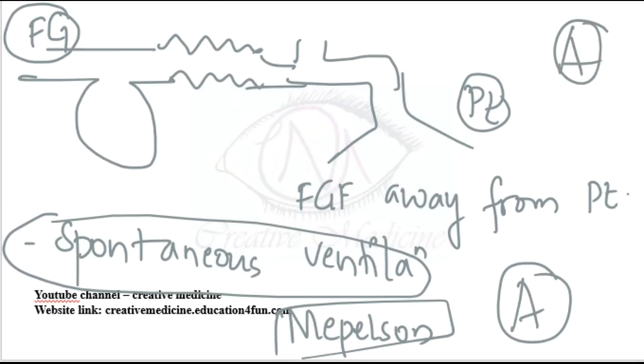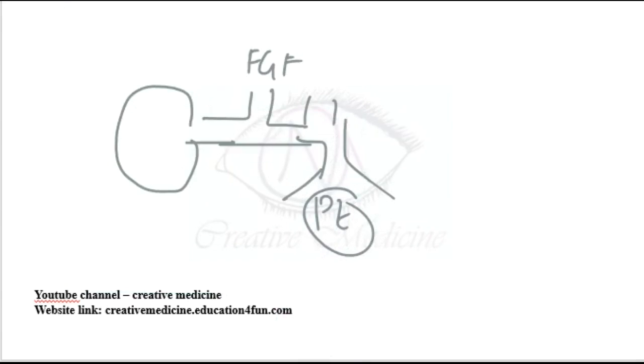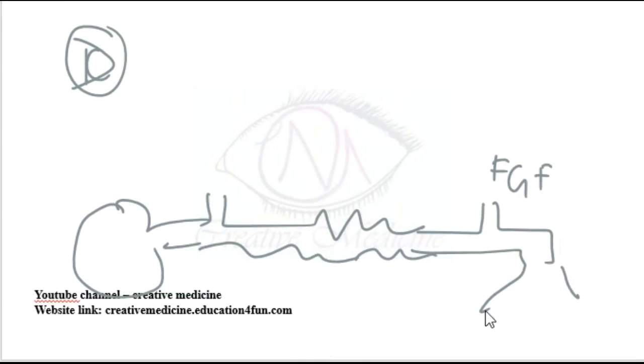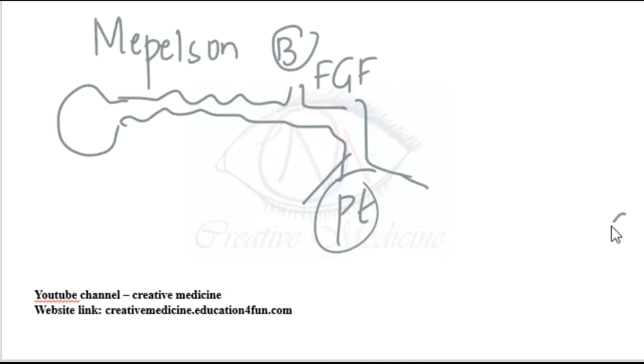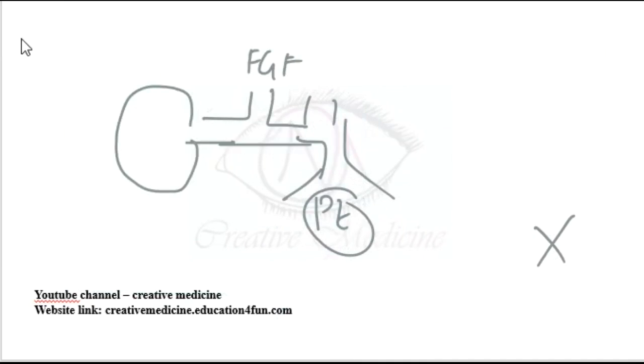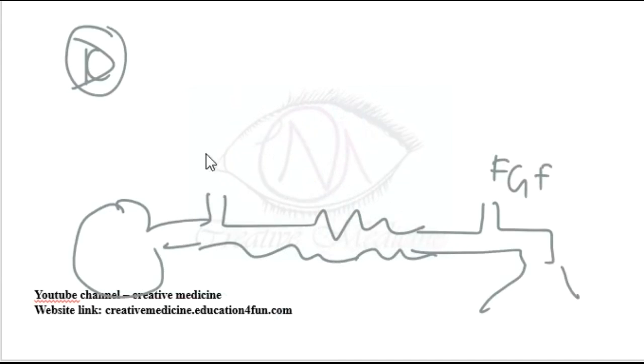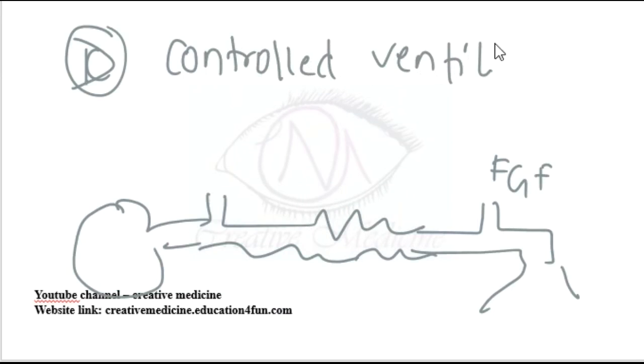Mapleson A is a unique system where fresh gas is away from the patient, and that is the reason why you can use this Mapleson A in spontaneous ventilation. Next, Mapleson B and Mapleson C are not used now. What is used now is Mapleson D. This Mapleson D is the circuit of choice for controlled ventilation. Here if you see, fresh gas is towards the patient. Obviously if you remember one, the rest all are common, right?